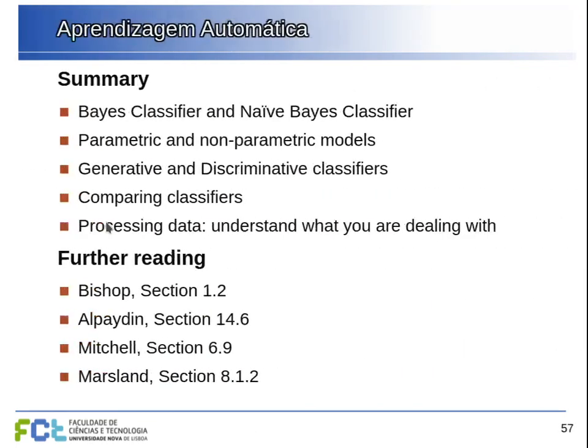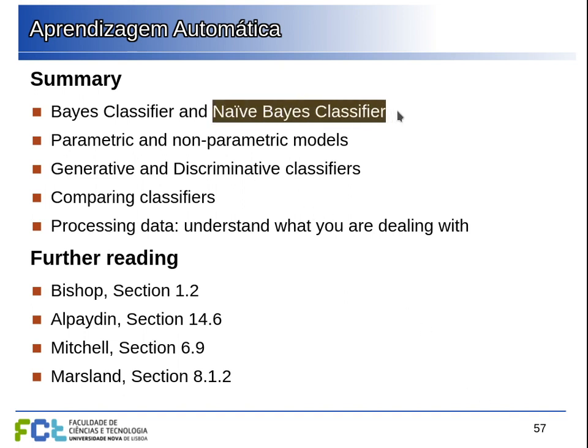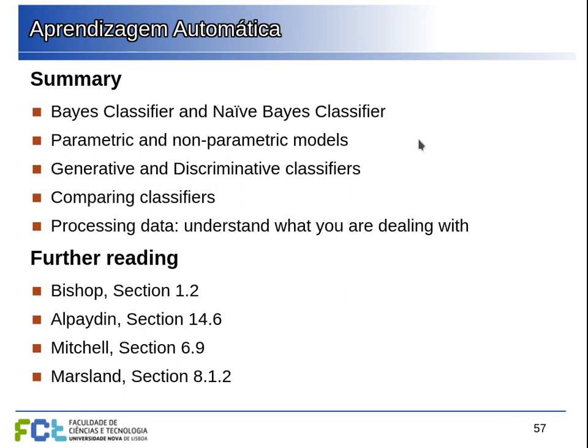Okay, so to summarize this part, we saw the ideal Bayes classifier, which is theoretically ideal, but in practice we cannot use it. And then we saw this simplification, naive Bayes classifier, which assumes conditional independence given the class. This is an assumption that may not hold in the data, but we are assuming it to make it easier to compute things, and allows us to use this classifier in practice. So in practice it tends to work rather well, and we can use it.